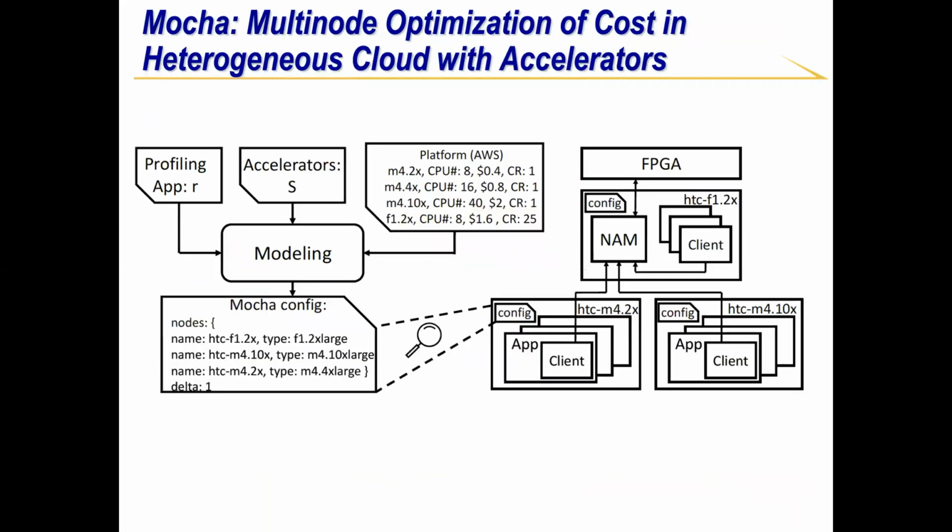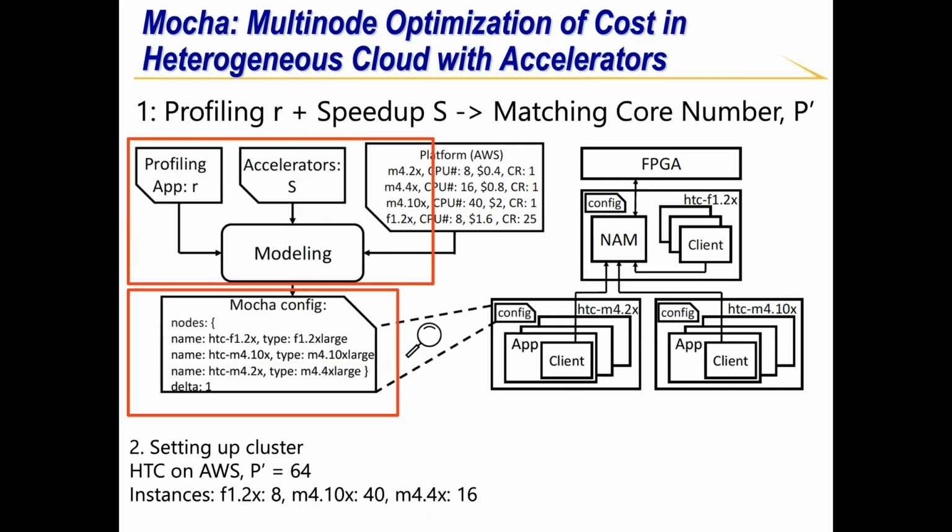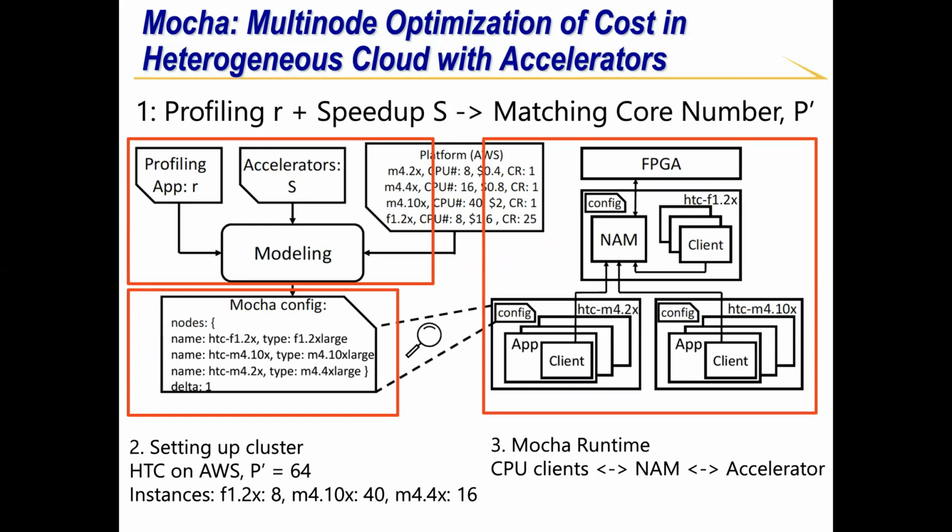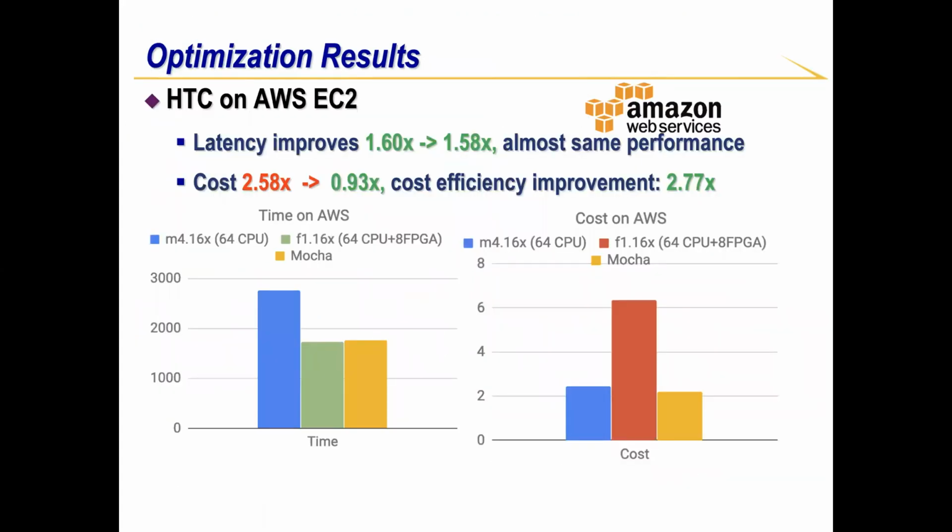We integrate these optimization techniques in the proposed MOCHA as shown here. MOCHA first uses application profiling and application accelerator speedup to calculate the optimal CPU FPGA resource allocation schemes, then sets up the cluster and requests the resource on public cloud. MOCHA runtime launches Node Accelerator Manager to communicate with CPU clients and FPGA accelerators to fully balance the workloads.